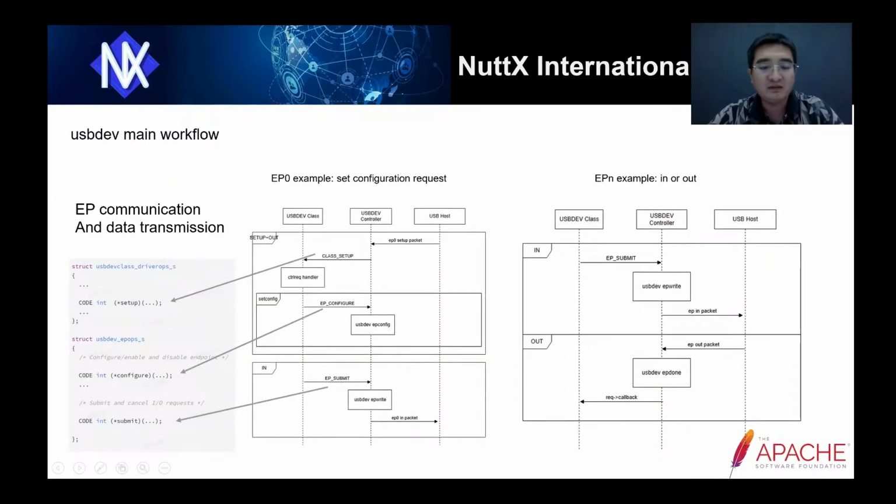After initialization, the USB host enumerates the device by communicating with endpoint 0. The flowchart on the left takes the set configuration request as an example to describe the interaction between the class driver and the controller driver. As shown in the picture on the right, this is a communication process of endpoints other than endpoint 0.